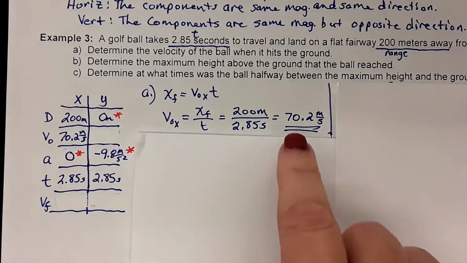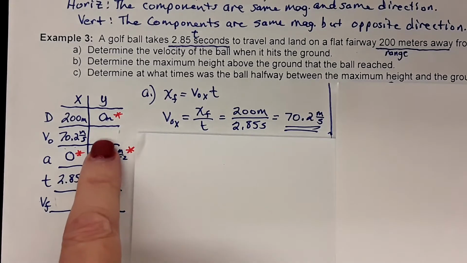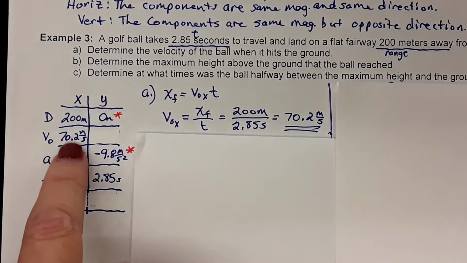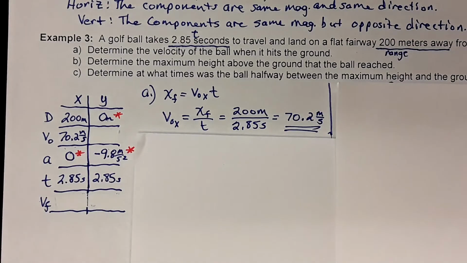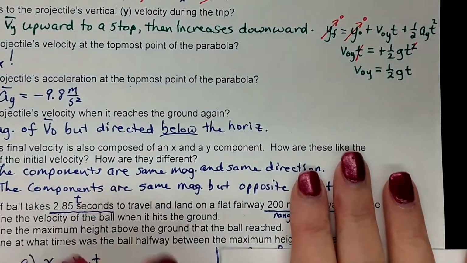All right. So I found out 200 meters divided by 2.85 seconds is 70.2 meters per second, and I put it over here on the chart. Now we need the other component because we can't find the resultant final velocity until we have both components. So how are we going to do it? Well, remember, we're going to use the general equation, and we even talked about it right up here.